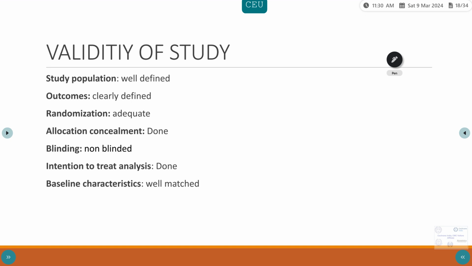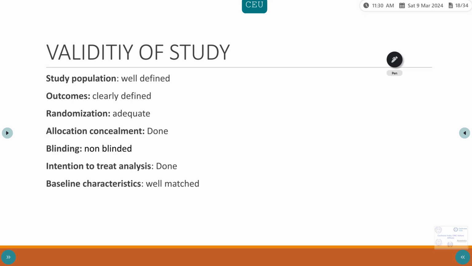Who could have been blinded? The outcome assessors. It's very important in a non-blinded trial. If it's possible, outcome assessment blinding should be done. So the surgeon or the gynecologist or the oncologist who determine the outcome, they need not be told. But sometimes it's not possible.